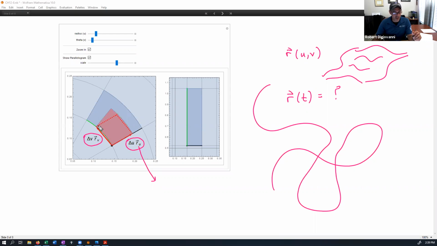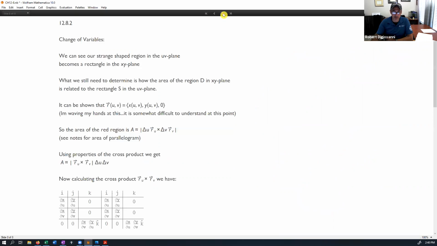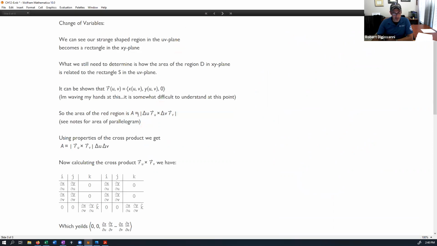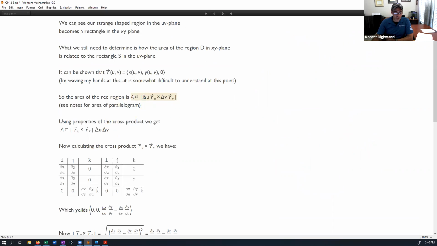But what if you can agree with this, that this vector is this, and this vector is this, then the area of a parallelogram is just the magnitude of the cross product of those two vectors. That's from the very first chapter. Give me two vectors, take the magnitude of the cross product, gives me the area of the parallelogram. So that's what the next part is: the area will be approximately the cross product of those two vectors. And then it's just a matter of using some properties, this is a constant, it can come out.